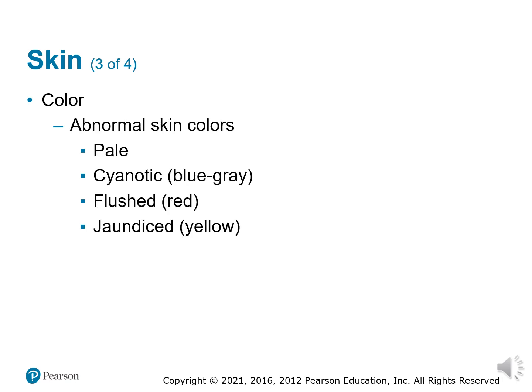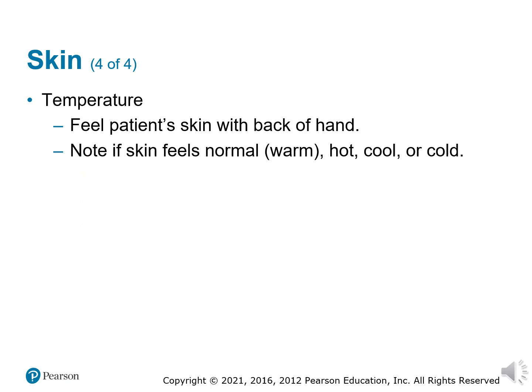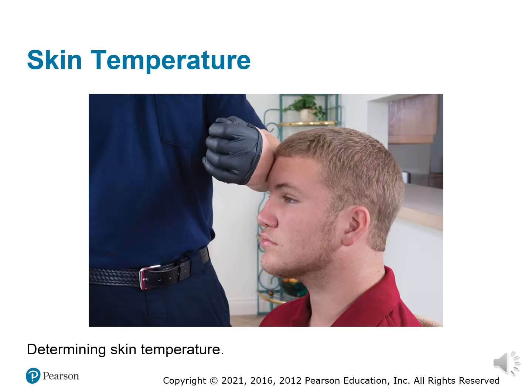Abnormal skin colors are pale, cyanotic, which is the blue-gray color, flushed, which is the red, and jaundice, which is the yellow. Skin temperature, you want to feel the patient's skin for that with the back of your hand and note if the skin feels normal, warm, hot, cool, or cold. Here's what I'm talking about when I'm saying determining the skin temp by the back of your hand.